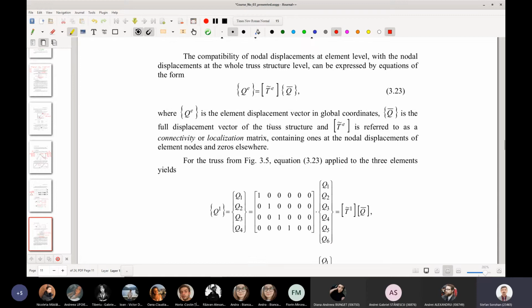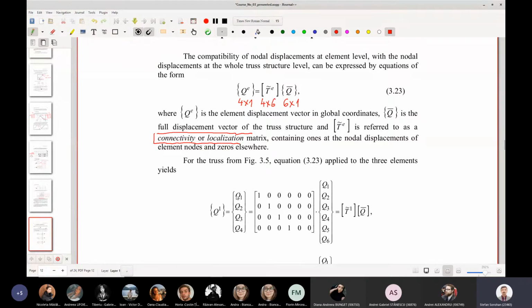It is very simple to write that the displacement for one element, which is 4 by 1, can be written as a function of the global displacement, which is 6 by 1, by taking a matrix which is 4 by 6 to keep the multiplication rule. And this matrix, called the connectivity or localization matrix, contains just 1 and 0.